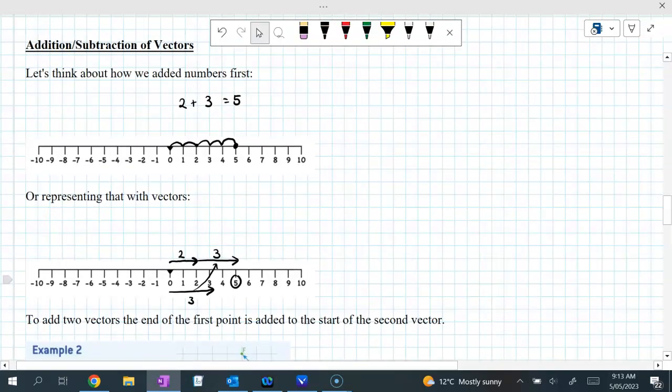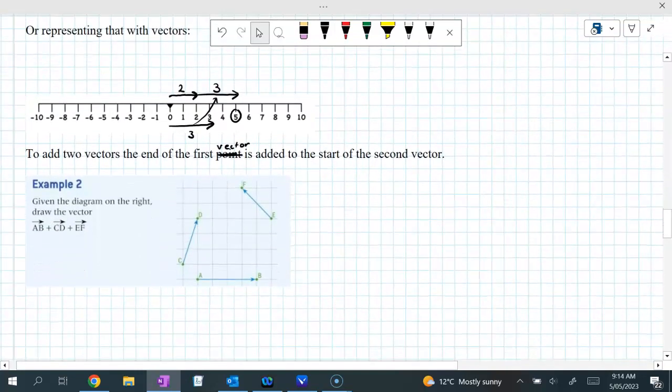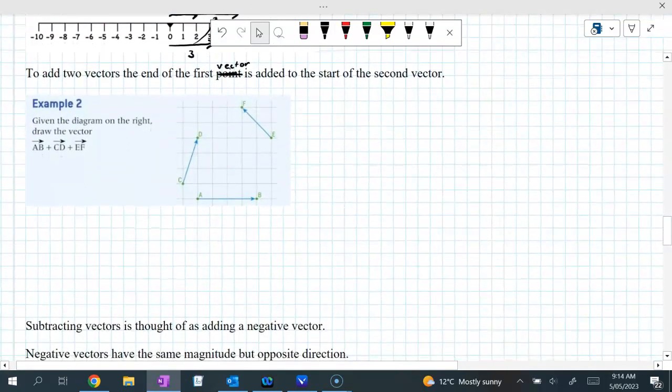So using this same idea, to add 2 vectors, we can just say that at the end of the first vector, you place the start of the second vector. So let's see how this works. We've been asked to add these 3 vectors. Okay, so AB is 4 spaces apart. So I'll start here, go 1, 2, 3, 4. So that's AB.